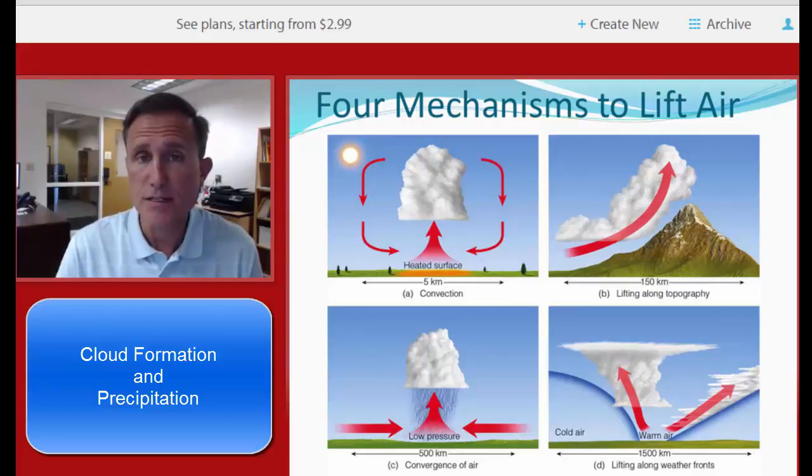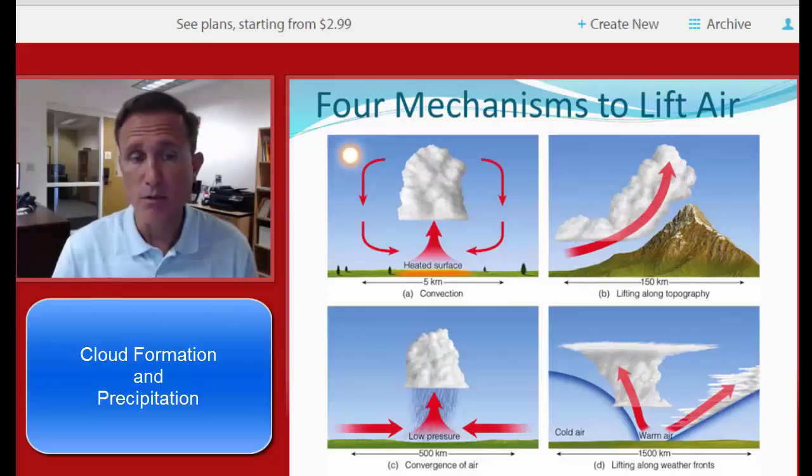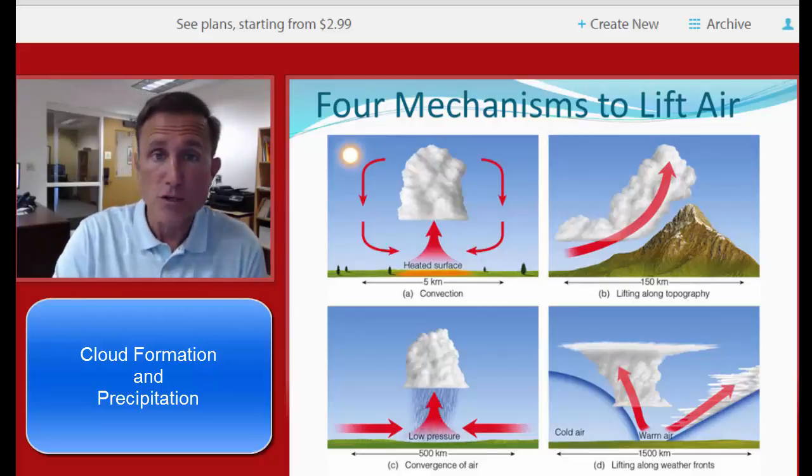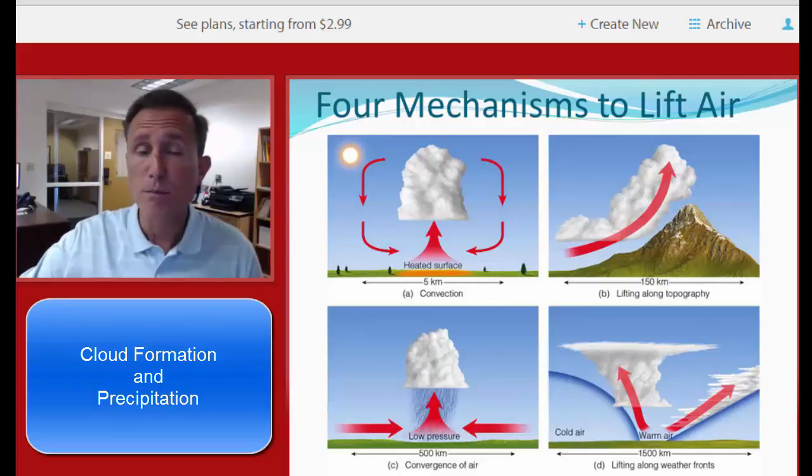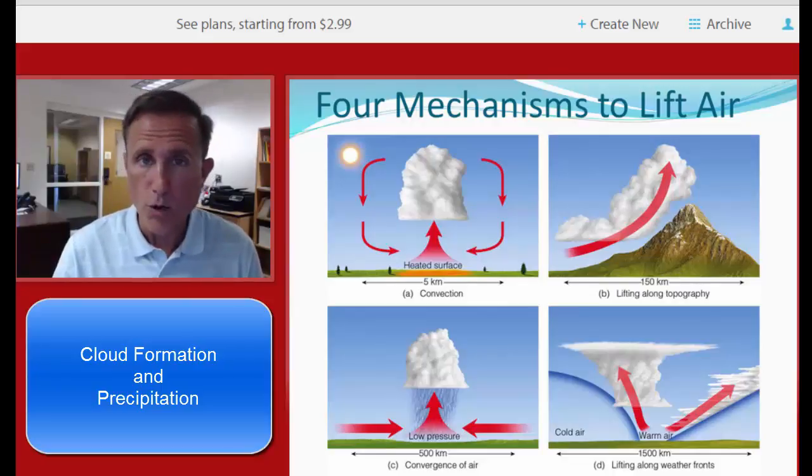We can heat the surface, and then that heats the air above it. Hot air rises, like your hot air balloon. So a heated surface forces air to rise. We can also force air up a mountainside. That's forcing air up over topography, and that is known as orographic lift.